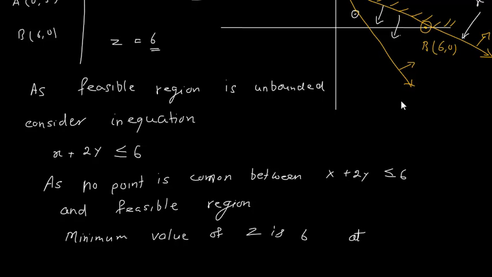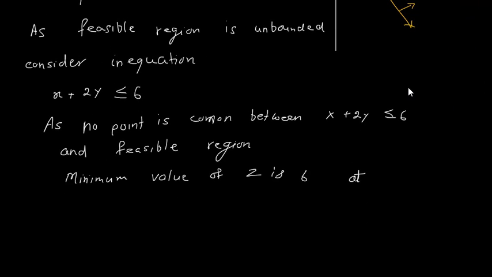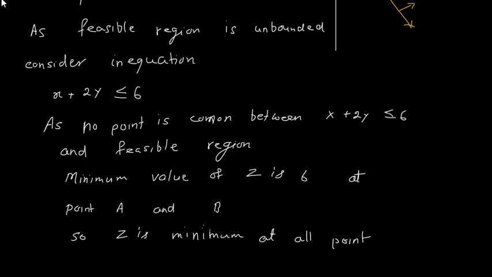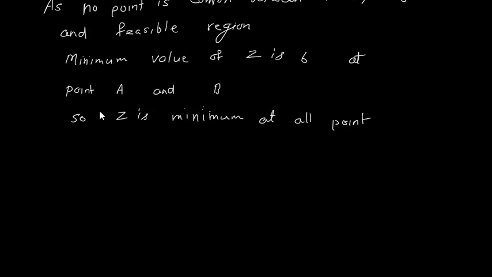at what point? The minimum value of z is 6 at points A and B. So z is minimum at all points between A and B.